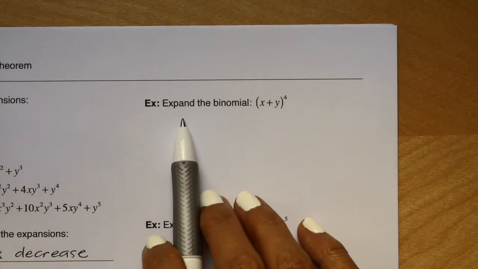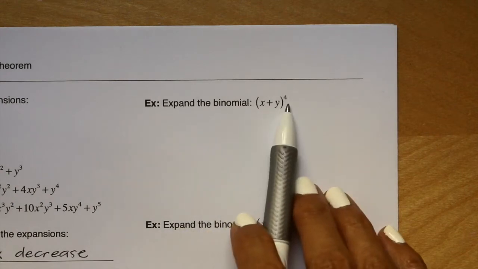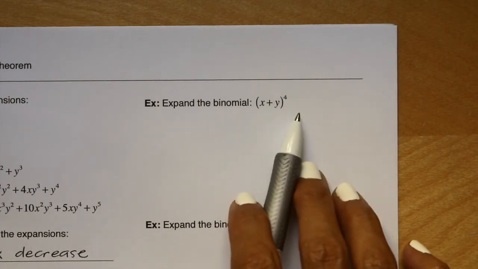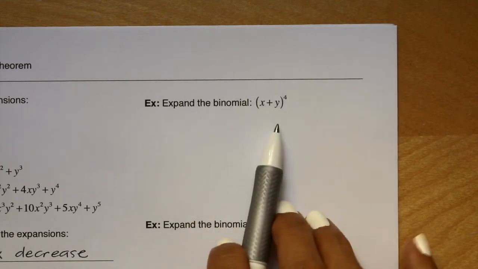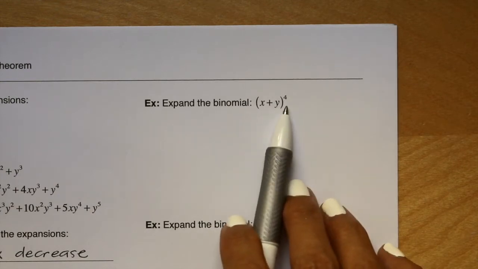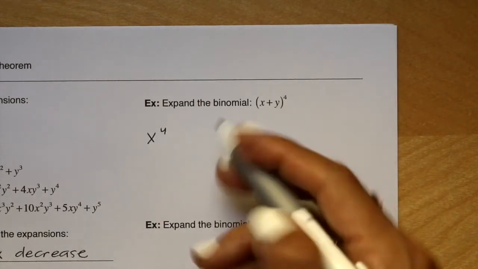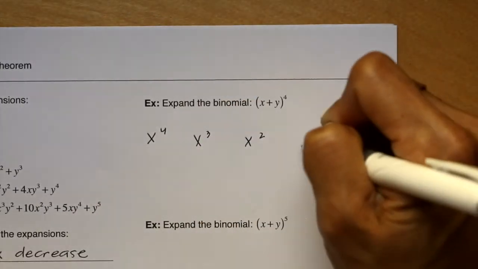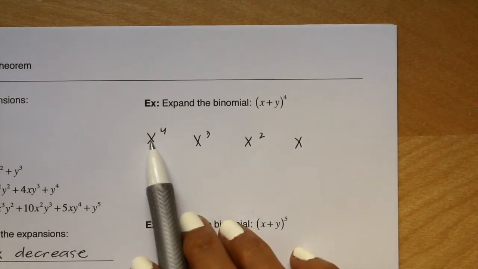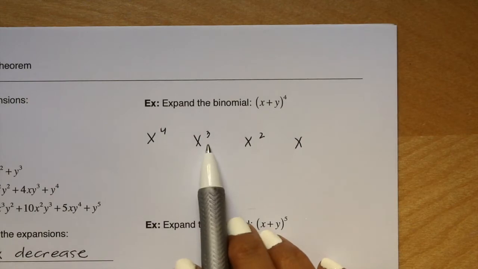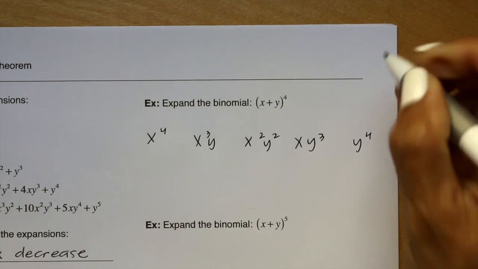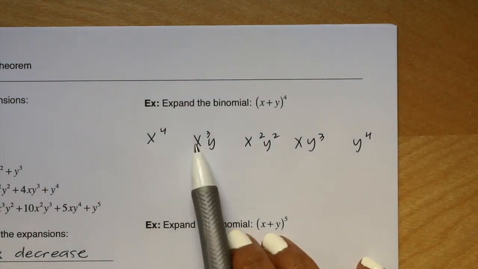This example says to expand the binomial (x + y) to the fourth. So what we're going to do is by using the patterns that we noticed on the left, we're going to expand this binomial purely based on those patterns. Because this binomial is being raised to the 4th power, we're going to start with x to the 4th. Then we're going to drop down x to the 3rd, x squared, x, and the last term will have no x's. For the y's, we're going to do the opposite. This term will have no y's. This term will be y to the 1. This will be y to the 2, y to the 3, and then this last term will be y to the 4.